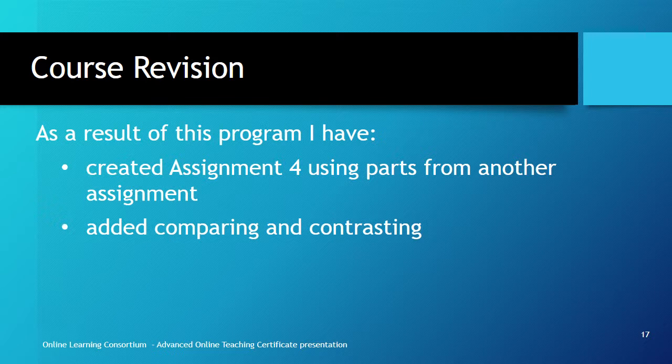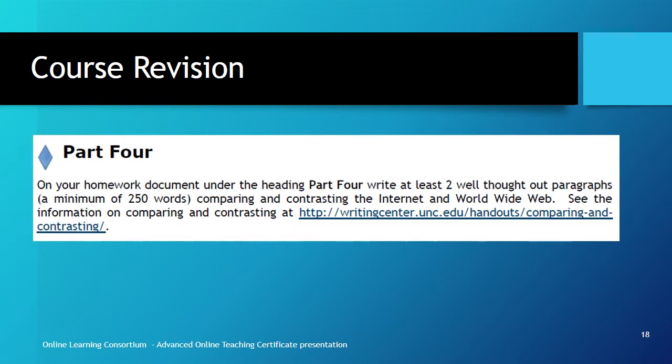Also in assignment 4, I created a new part where the students take the information they gathered in parts 1 and 2 and create a couple of paragraphs comparing and contrasting the internet and the World Wide Web. The next slide has a screenshot of those directions. These are the directions for the paragraphs the students are to compose comparing and contrasting the internet and the World Wide Web. I also point them to some information that will help them to write the paragraphs using principles that are put forth in this paper from UNC Chapel Hill.